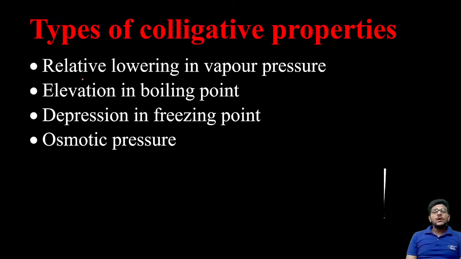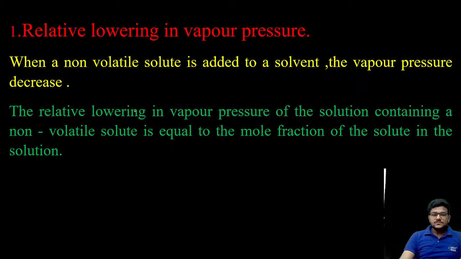The first colligative property is relative lowering in vapor pressure. Second is elevation in boiling point. Next is depression in freezing point, and last is osmotic pressure. In today's session we will discuss these 4 properties one by one. First is relative lowering in vapor pressure.